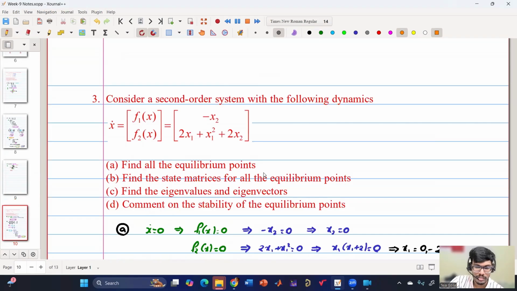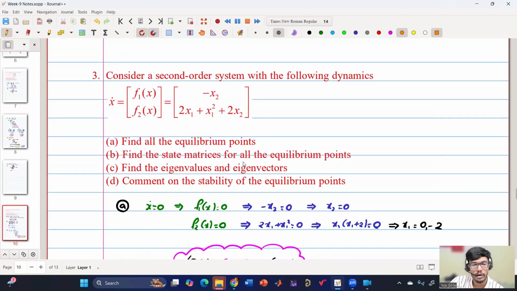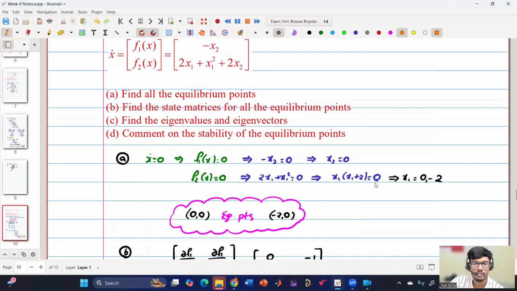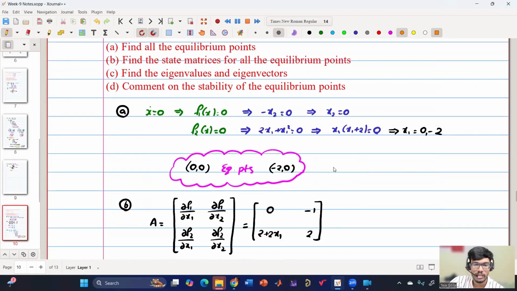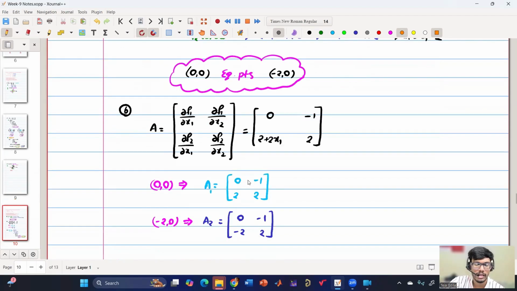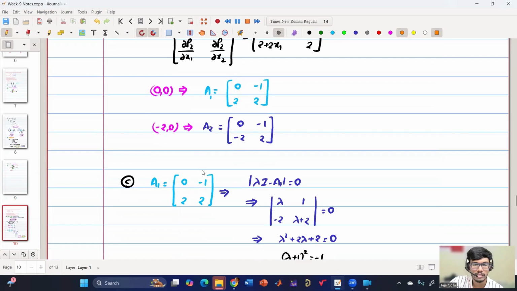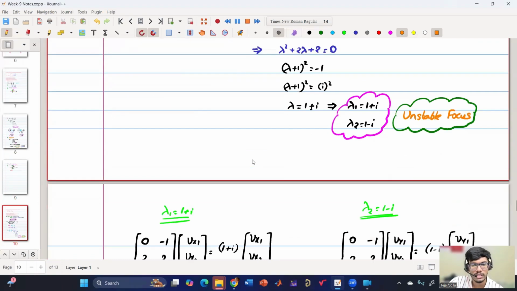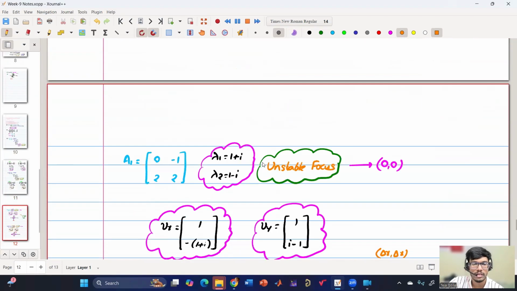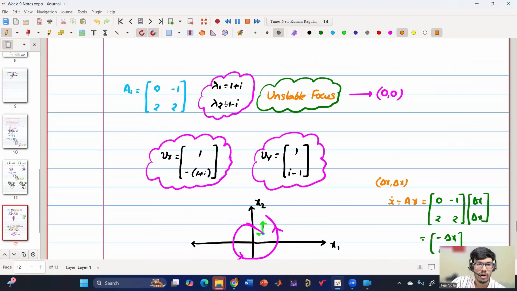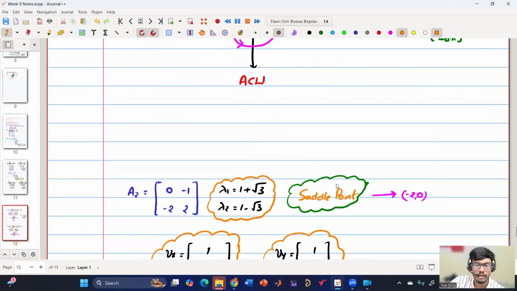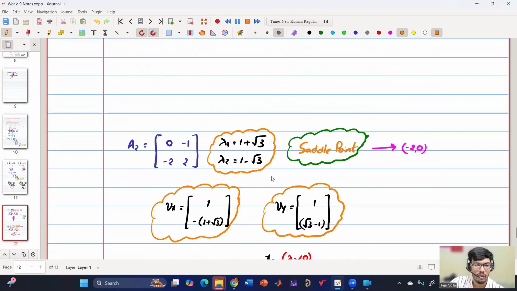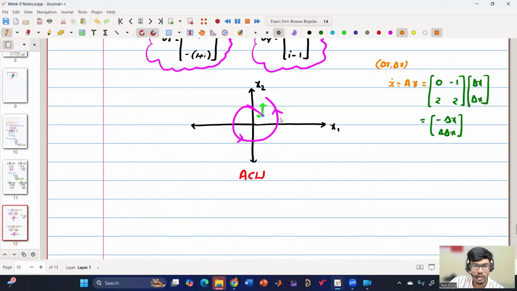As asked, we calculated the equilibrium points by equating h dot equal to 0, and we got two equilibrium points. For each equilibrium point, we obtained a matrix. Once we obtained the A matrix, we calculated the eigenvalues as well as eigenvectors for both A1 as well as A2, and then we commented on the stability. For equilibrium point 1, we got an unstable focus, and for equilibrium point 2, we obtained a saddle point.